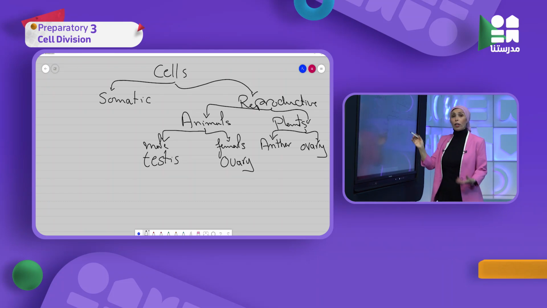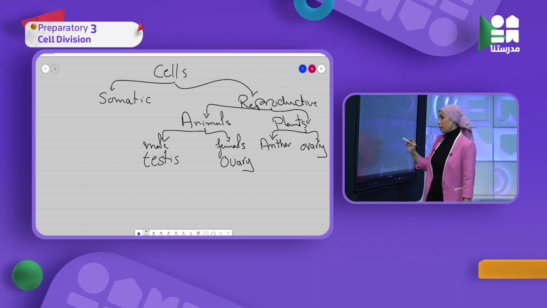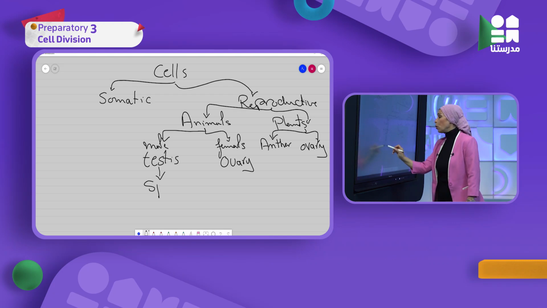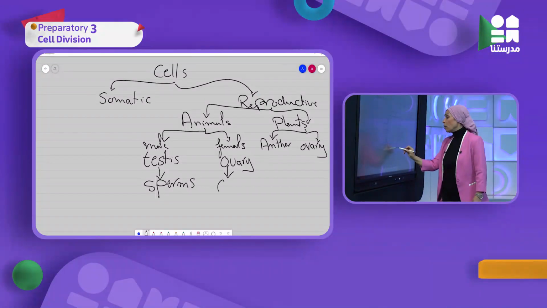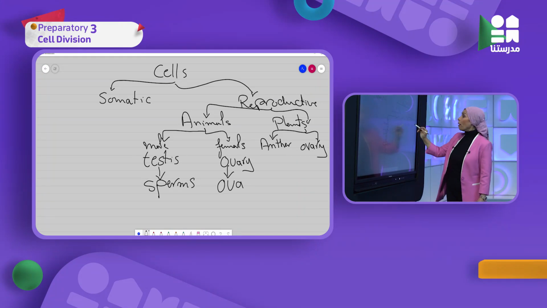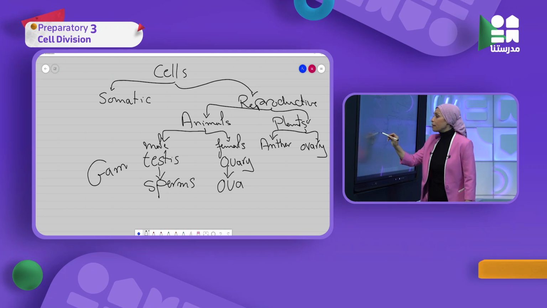What about another part? Each one of those reproductive cells produces a kind of thing which is called gametes, which is a very new topic for us this year. The gametes that result from the male are called sperms. The male human or the male of the animals produces sperms. What about the females? They produce ova. Ova is the plural of ovum. What about the gametes? Those are called gametes. Remember this word very well.